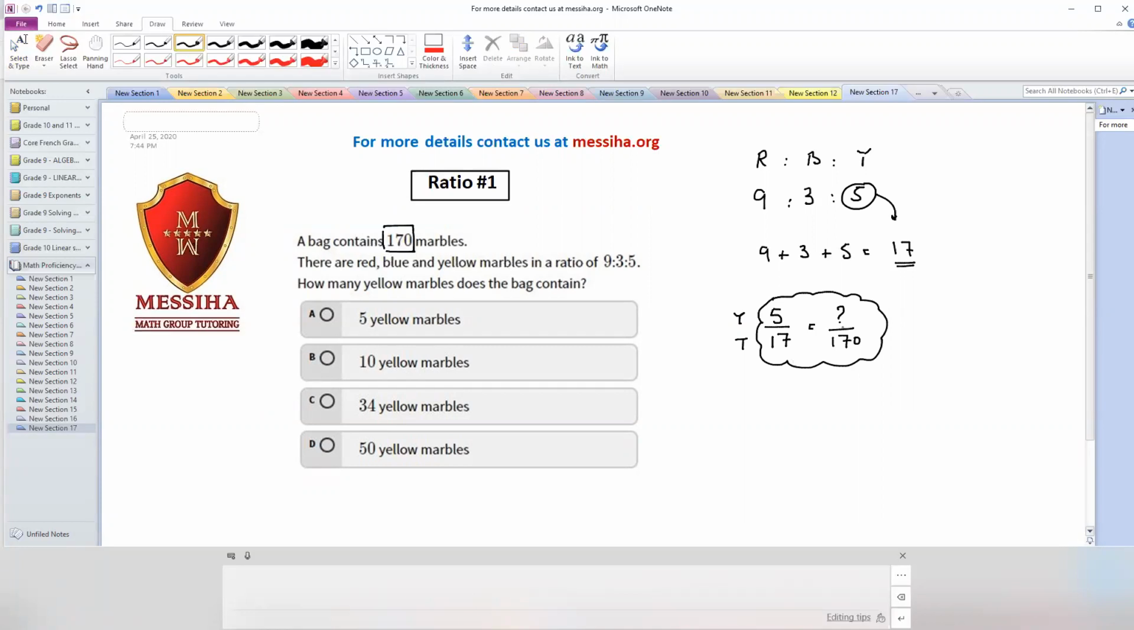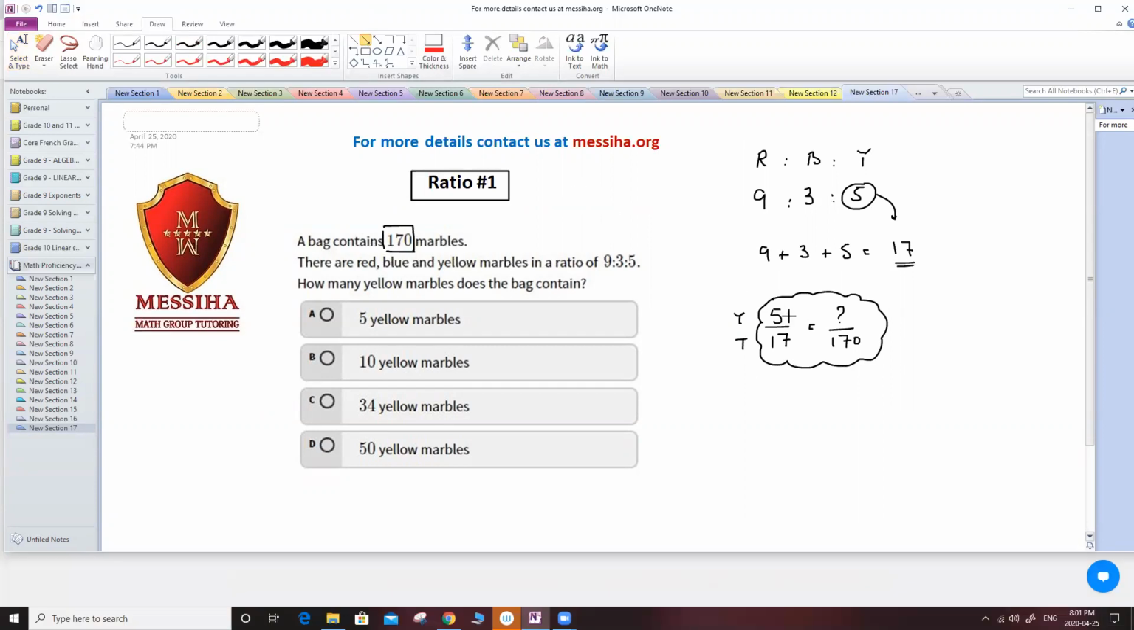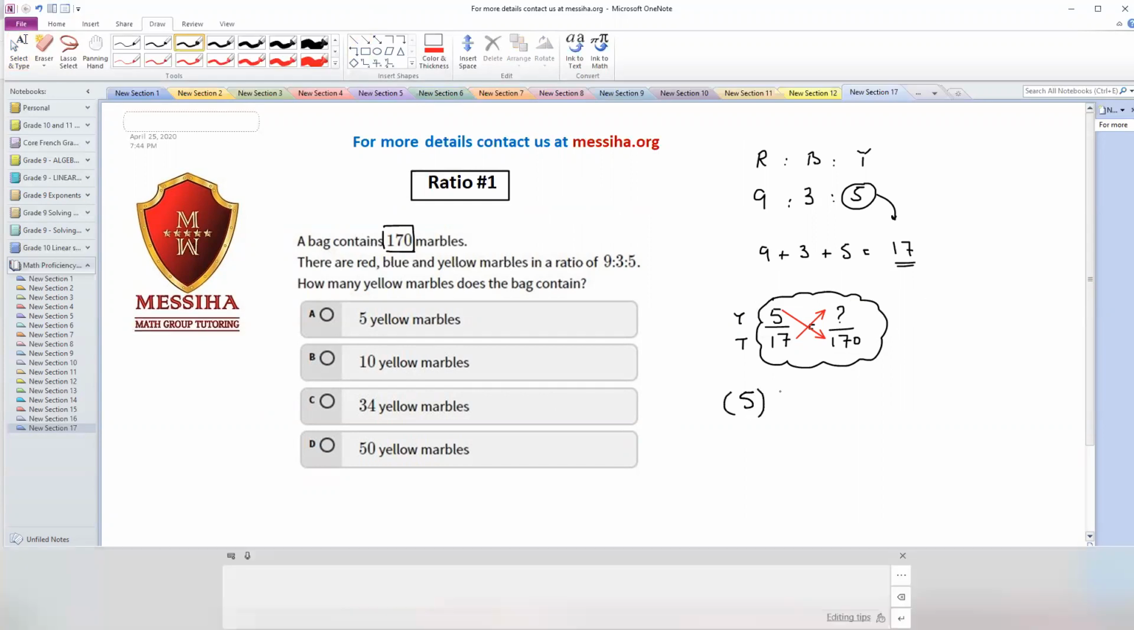So to find this one, again, we don't have a choice. We have to use the cross multiplication this way. So I'm going to say what? I'm going to say that 5 times 170 equals 17 times the x, the unknown.